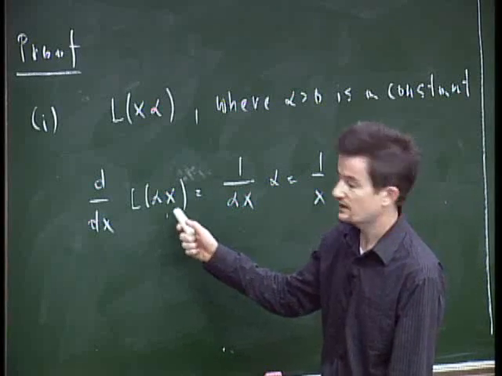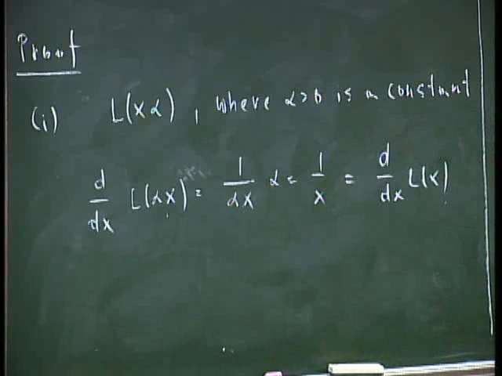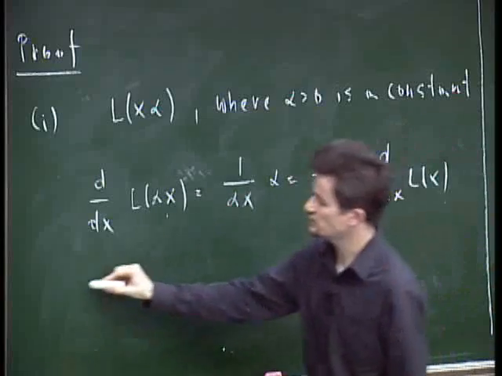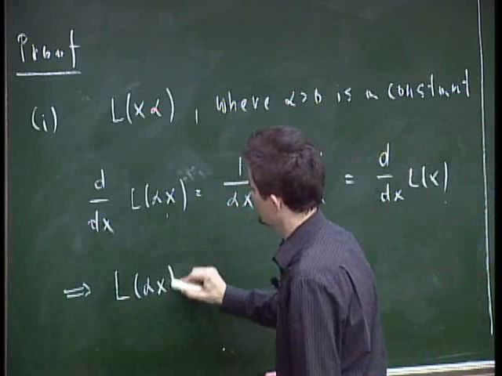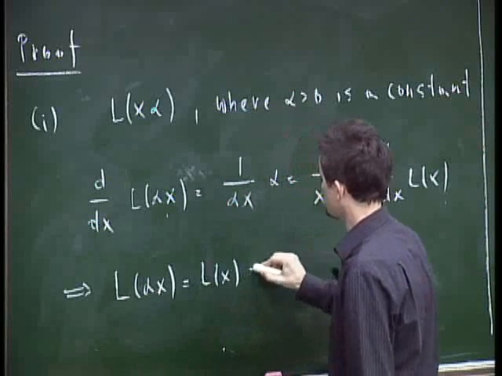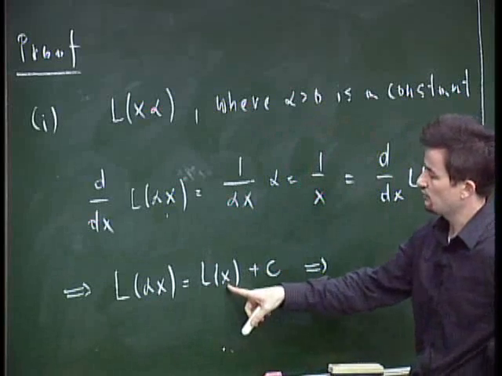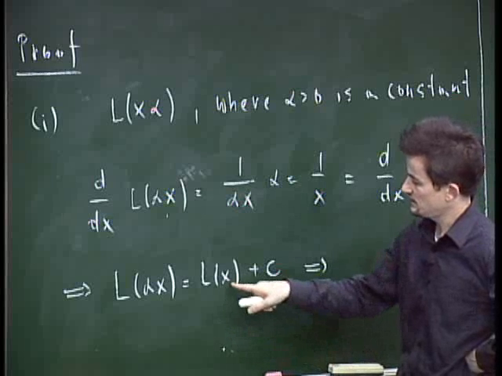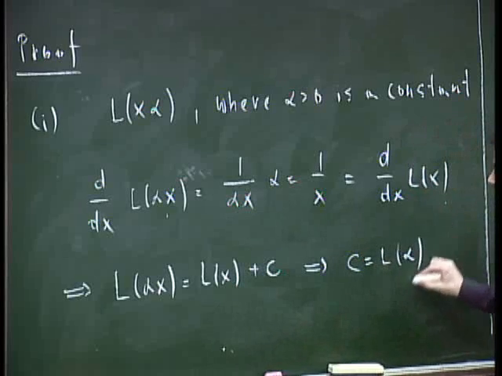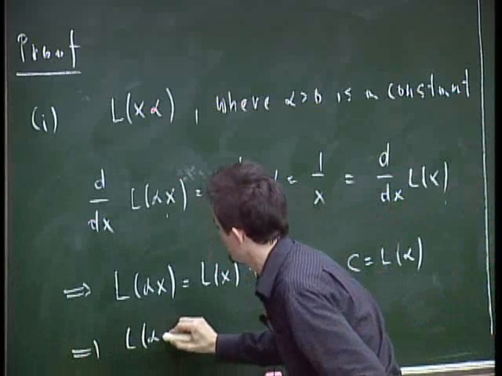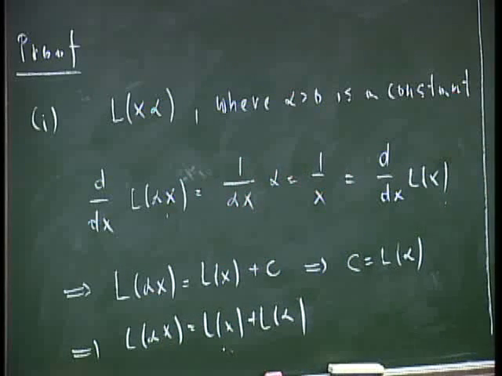So what do we observe? The derivative of this function and the derivative of our L is the same. Okay, so we know that those two functions just differ by a constant. So L of alpha x is equal to L of x plus a constant. Now, how to compute the constant? We know already that L of 1 is equal to 0. So if we plug in x equal to 1, we see that c must be L of alpha. So we have proved that L of alpha x is equal to L of x plus L of alpha. Okay, so this proves this property here.